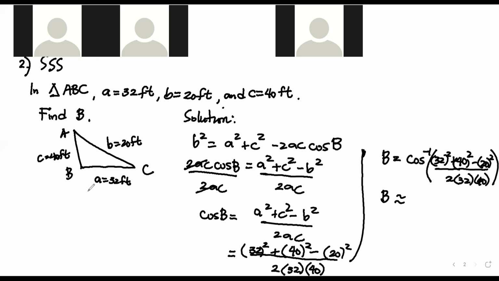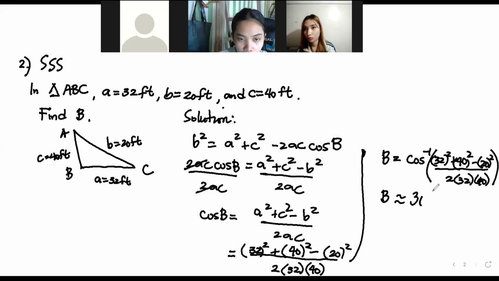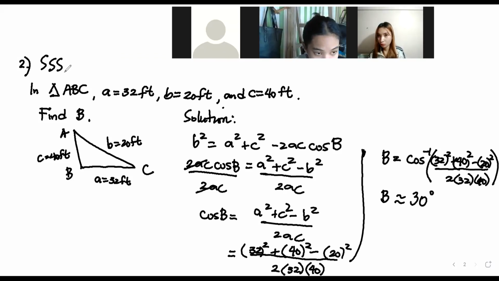29.69 po. Okay, so when we round up into nearest degree, that is 30 degrees. All right, so that is angle B, 30 degrees. Question? Wala na po, ma'am. Okay, so let's continue.